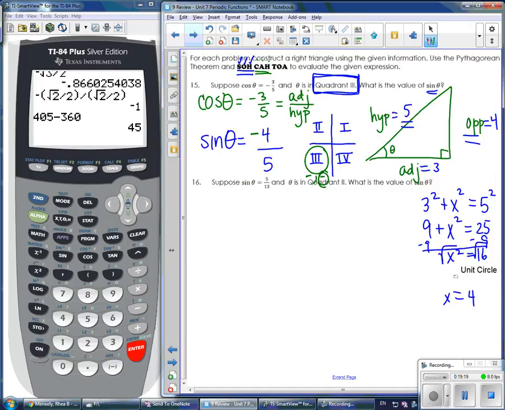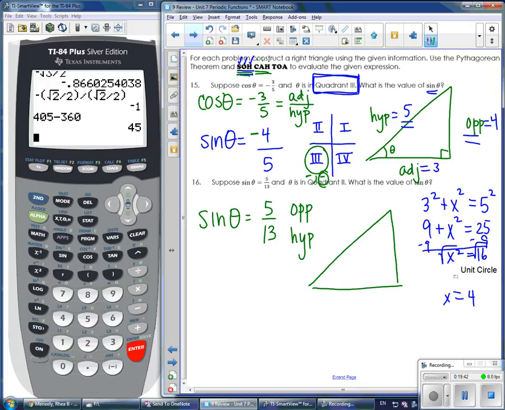Okay, so let's do number 16. In number 16, you're given that the sine of theta is equal to 5 over 13. So if the sine of theta is equal to 5 over 13, this time, again, we're dealing with our sine function. 5 must be my opposite side, and 13 must be my hypotenuse. So if I draw a triangle, and this is theta, then I know that 5 must be my opposite side and 13 must be my hypotenuse. And I'm trying to figure out that value there.